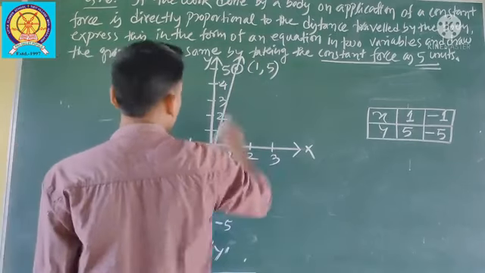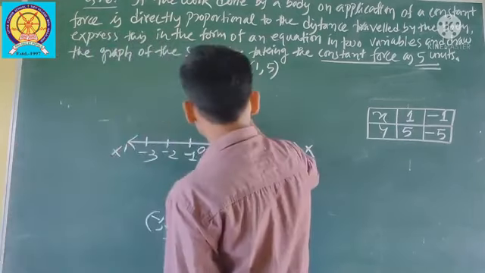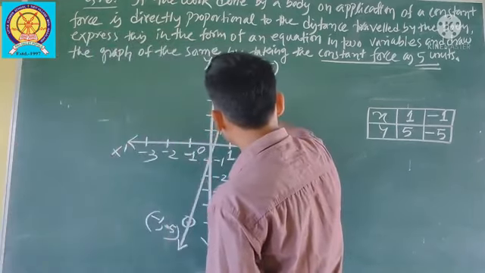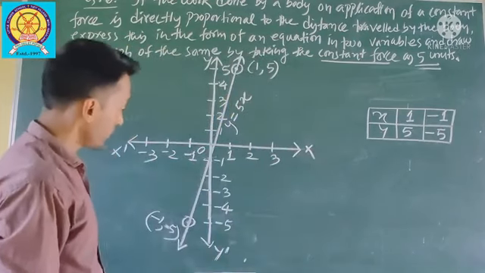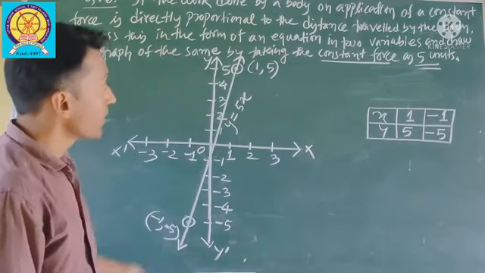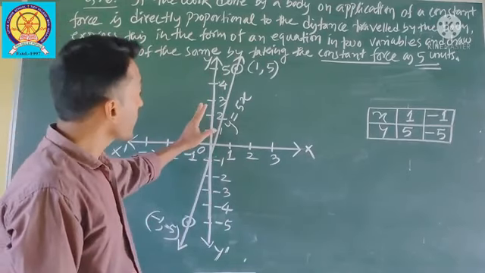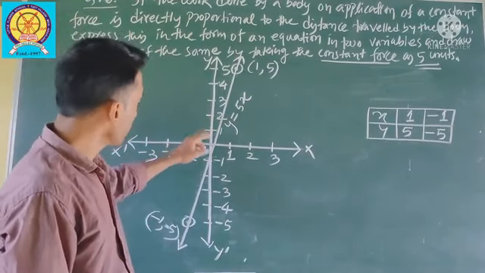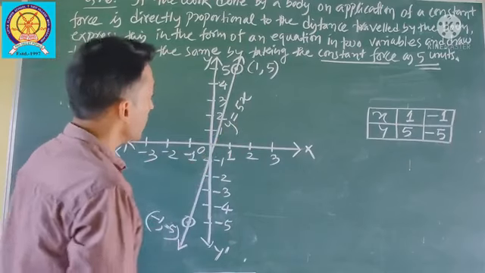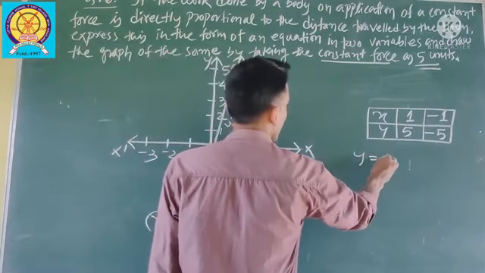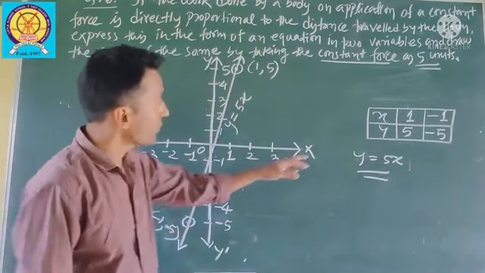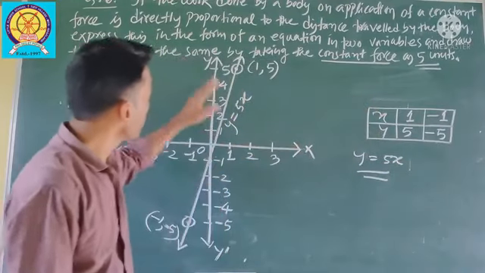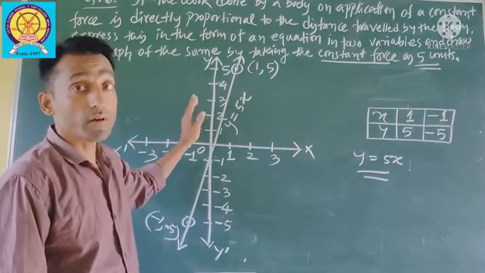So this is your required graph of this equation y is equal to 5x. So in this way we have to draw the graph of this equation y is equal to 5x. This is your equation. From this equation you find out the points, then you plot these points on your graph paper.